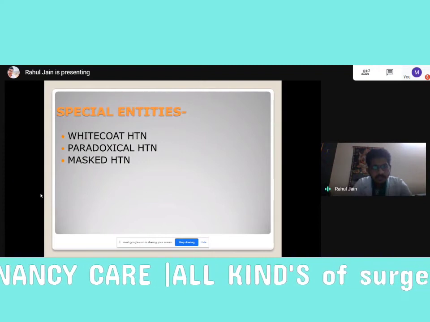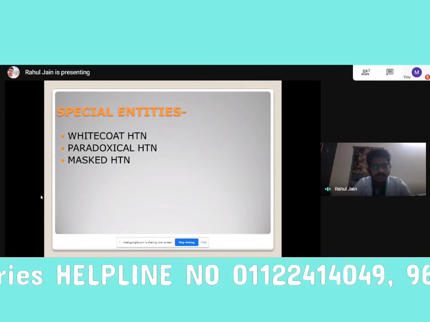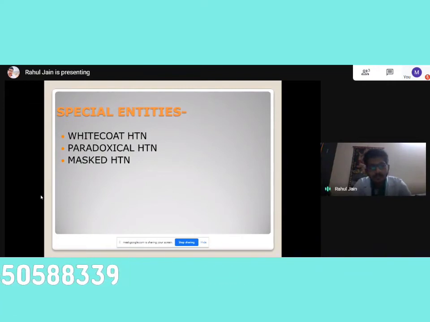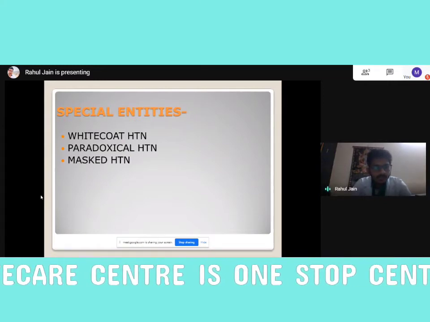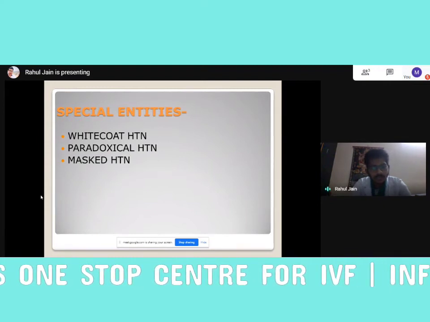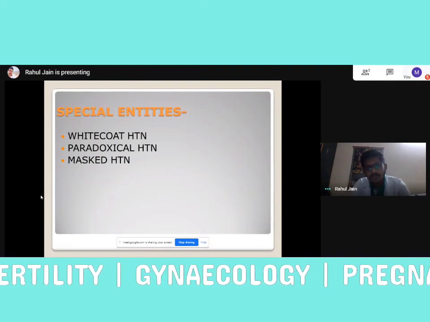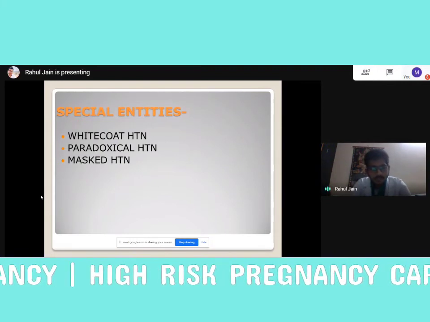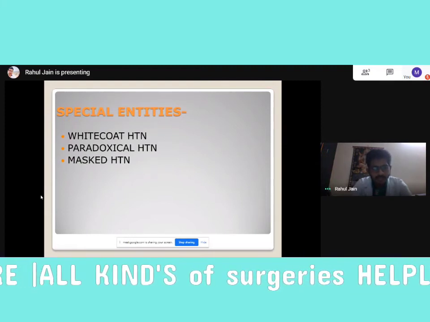Then there is something called paradoxical hypertension. That is, after we start prescribing patients antihypertensives, their BP rises even more. This type of hypertension occurs in autonomic neuropathy, or in case of pheochromocytoma it is possible. And even in rare instances, if a diabetic is taking beta blockers, their hypoglycemic symptoms will be masked, and then they can present as paradoxical hypertension, even though they are on an antihypertensive.